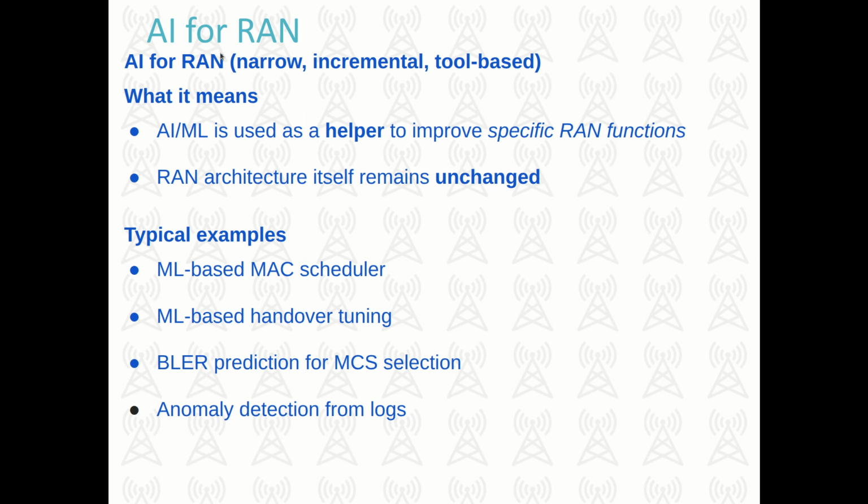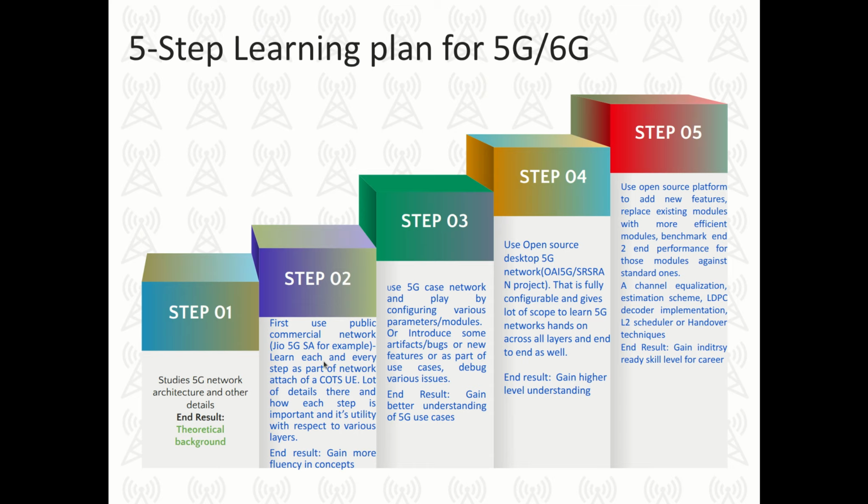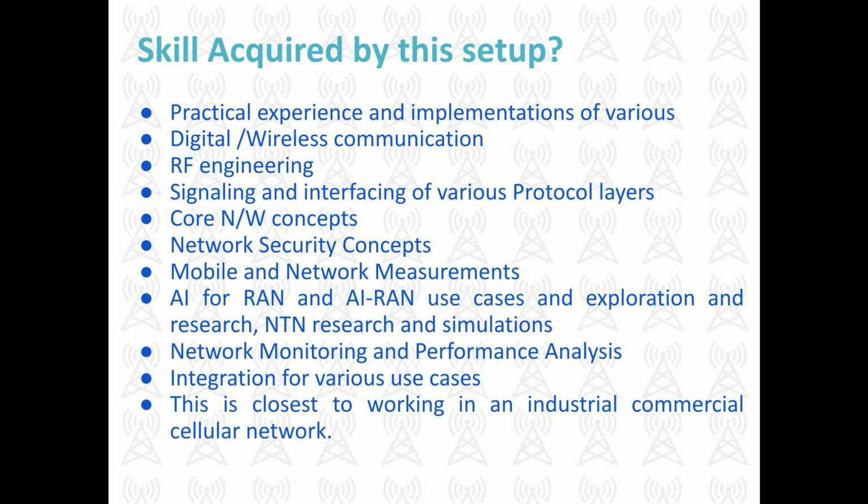Anyway, AI for RAN is more of a helper type of thing. AI is used as a helper for improving specific functionality. For example, for MAC scheduler, for handover tuning, beam prediction, anomaly detection, all these things. Some of these things are already happening. People are doing it in academic institutions. Again, I'll not spend much time on this.